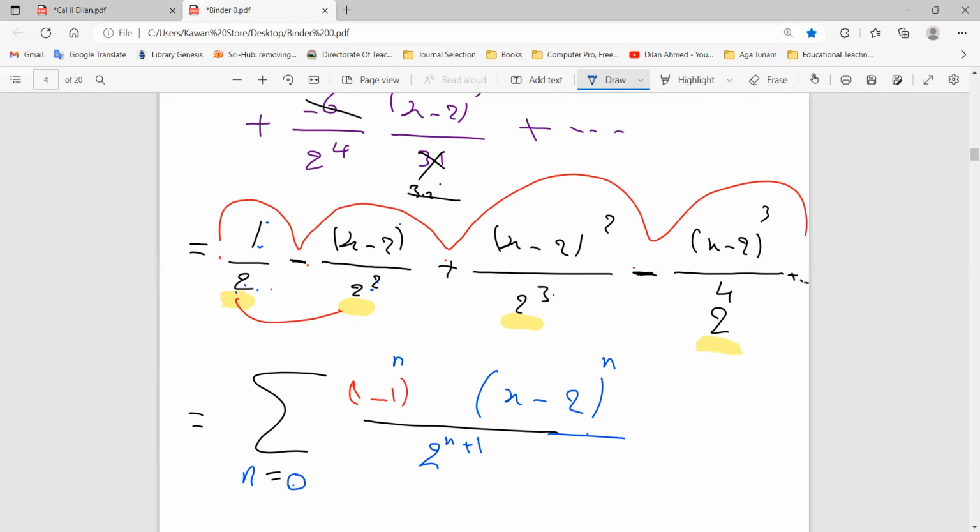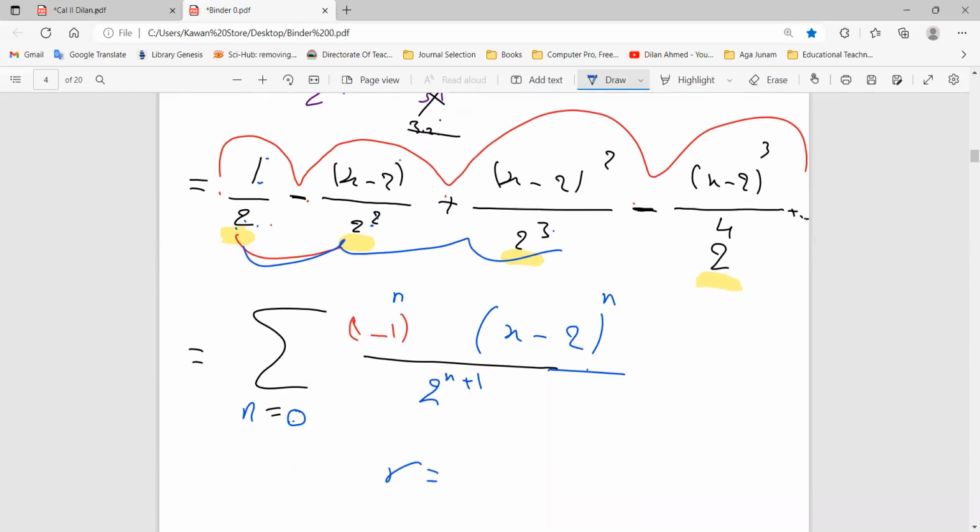So it's a geometric power series, right? You can see that one is a geometric power series. And r equals what? x minus 2 over 2, right? That one will be your r. And find the value if you want. So you can see there's a relation between power series and Taylor series.